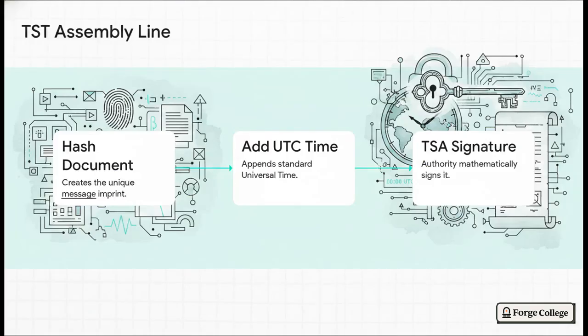The manufacturing process for this is actually a remarkably clean 3-step assembly line. Step 1, you hash the document. That gives you the message imprint, the unique digital fingerprint of your file. Step 2, you add UTC time, always universal time, because nobody wants to argue about time zones or daylight saving changes in front of a jury. And Step 3, you apply the TSA signature. The authority mathematically signs the whole package, locking the fingerprint and the precise time together forever.